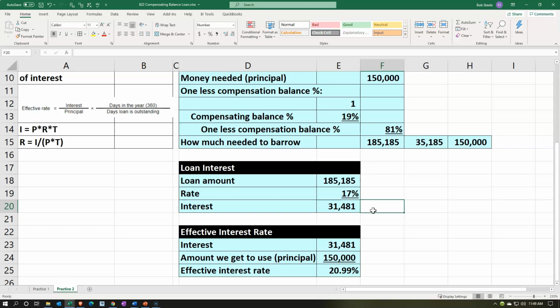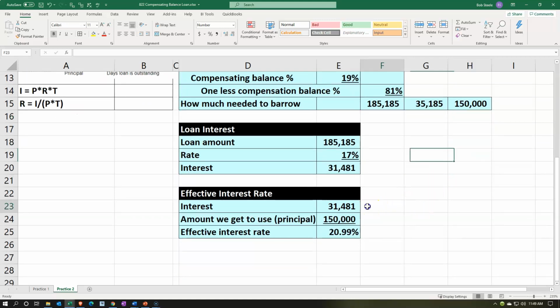What's the effective rate on that interest, comparing it to the portion of the loan I get to do stuff with, the 150,000? That would be the interest that you're charging, the cost of the loan, 31,481, compared to the amount we get to use, not the full amount of the loan, but rather the 150 after we take out the 19%. If you divide those out, you get an effective rate of 20.99 that you may be able to compare with other types of loans, anytime the bank throws another kind of funny loan thing at you, and do some comparisons with it.